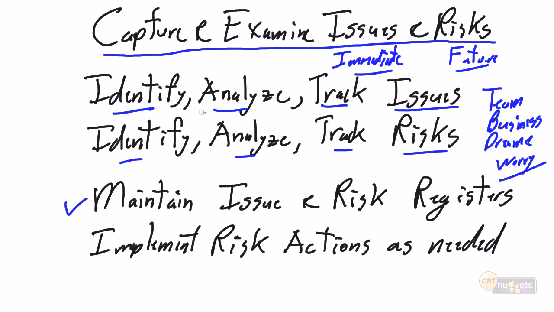This process of identifying, analyzing, and tracking the issues and risks, we maintain the results of all of this in a PRINCE2 deliverable called the issue register and the risk register.